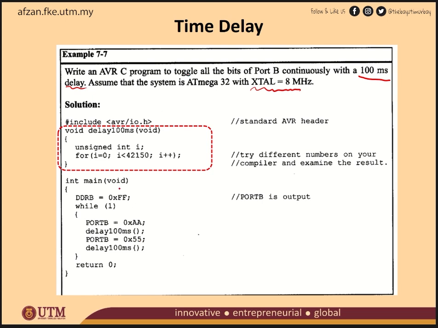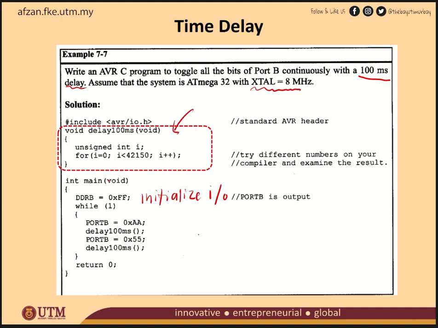In this slide, you see this is your main program and this is your delay function, or delay subroutine. Inside your main program, you know that you need to initialize your IO port, and then after that you send the bit to port B and toggle it continuously with 100 millisecond delay. Now I want to focus on the delay part.